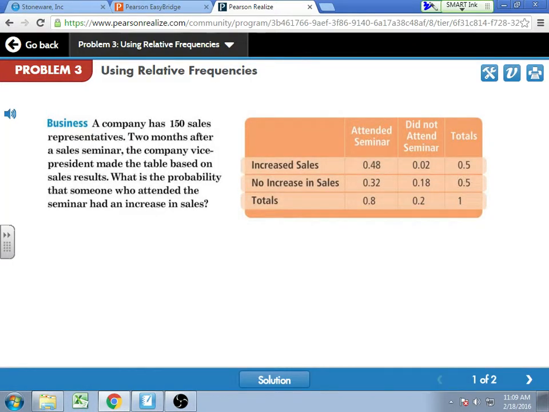All right, check it out. Last problem set for today. We got this and one more and we're done. A company has 150 sales reps. 2 months after a sales seminar, the company's vice president made this table based on sales results. What is the probability that someone who attended the seminar had an increase in sales? Read that carefully.